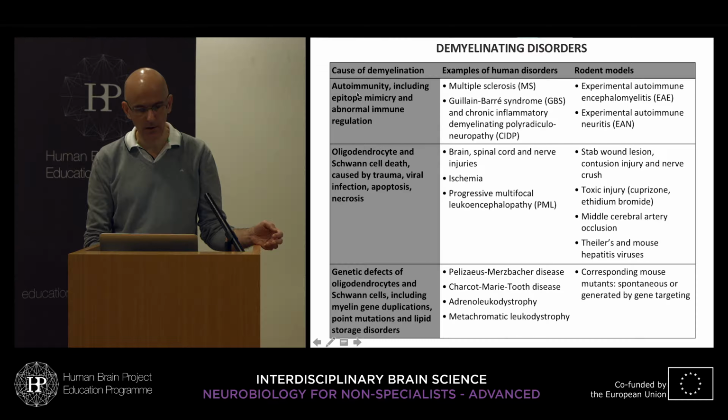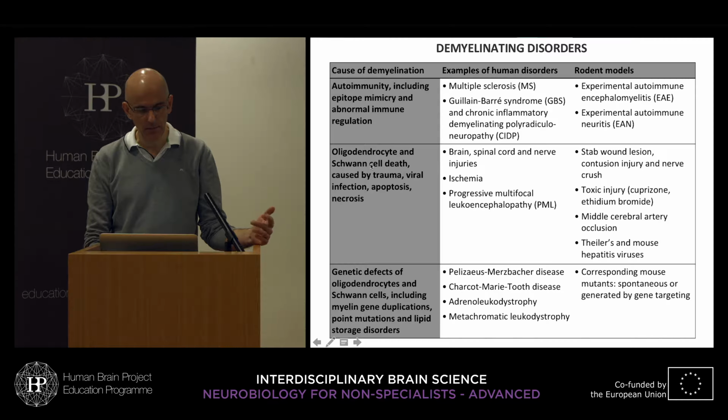In the case of inflammatory demyelination, we currently propose that this is caused by autoimmunity, which either includes epitope mimicry or an abnormal immune regulation. Examples of human disorders would be multiple sclerosis, the Guillain-Barré syndrome, and chronic inflammatory demyelinating polyradiculoneuropathy, CIDP. There are also rodent models for this, the so-called experimental autoimmune encephalomyelitis EAE model, or the experimental autoimmune neuritis EAN model.